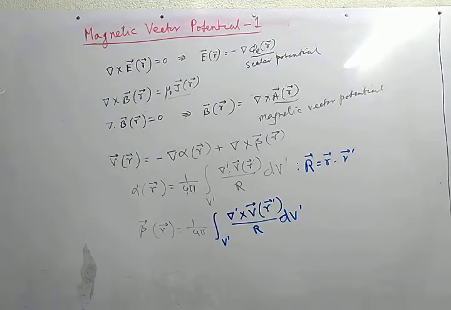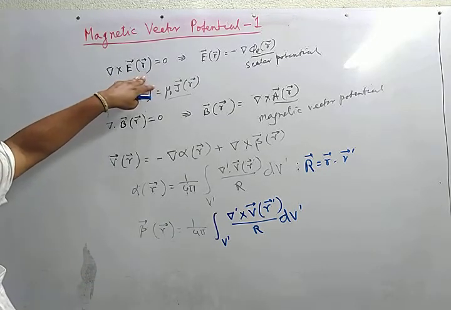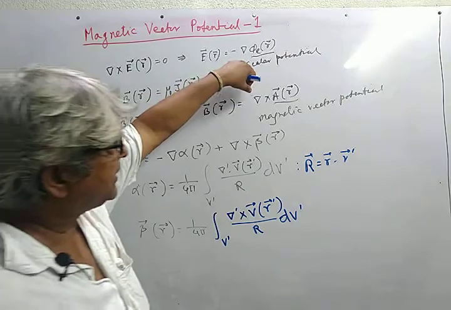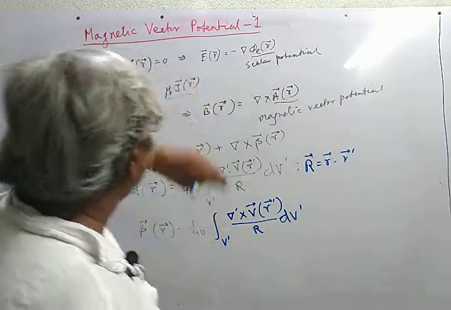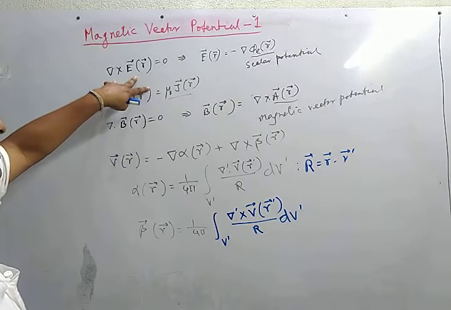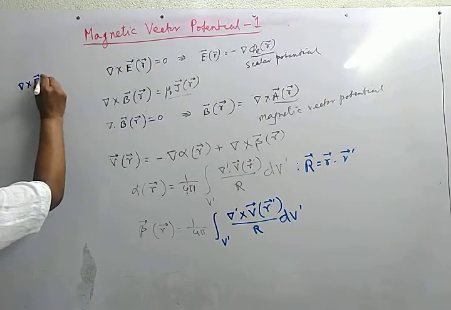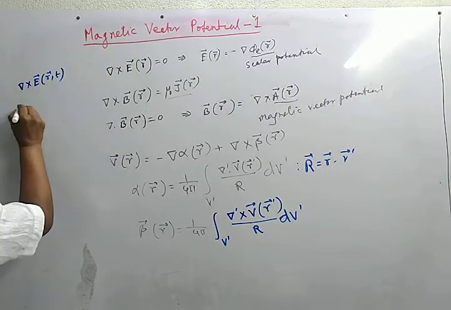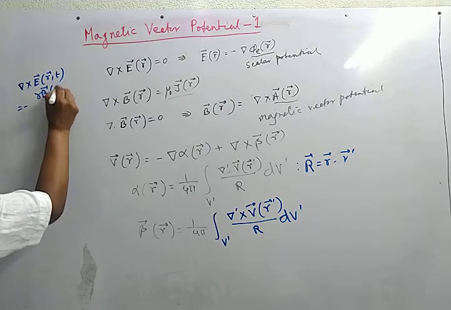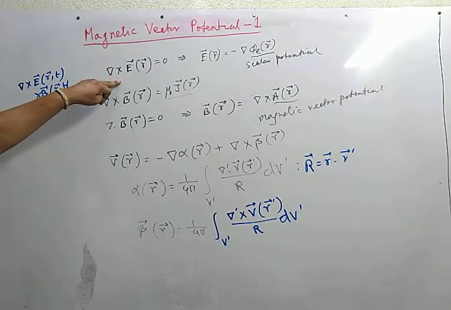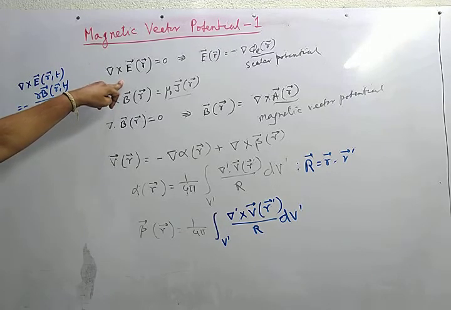It will be found for electromagnetic fields, with time dependent electric field, the magnetic field still satisfies this condition. So magnetic field can be given in terms of the vector potential alone, but in that case curl E is no more zero, rather curl E would come out to be minus del B by del T, and we will find that the electric field will be given partly in terms of scalar potential and partly in terms of vector potential.